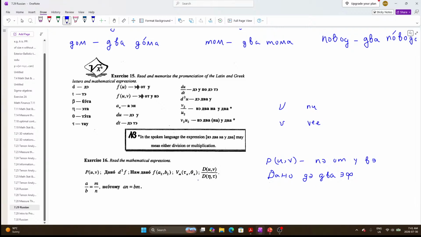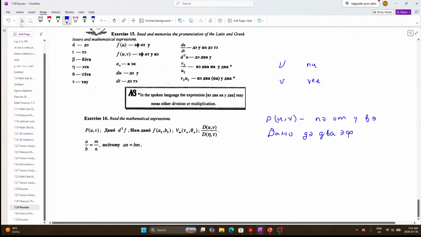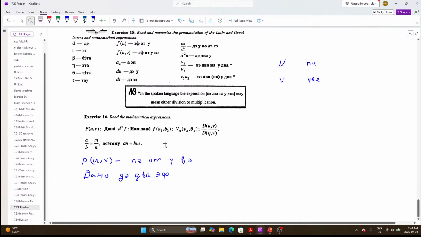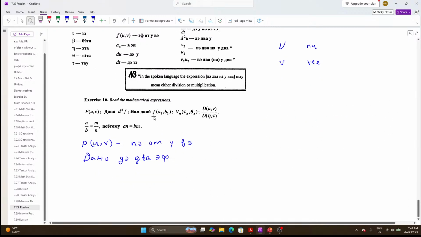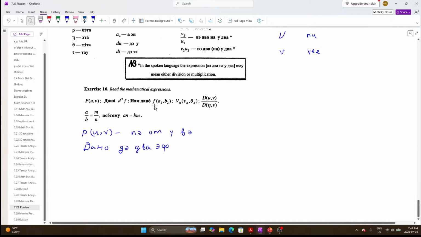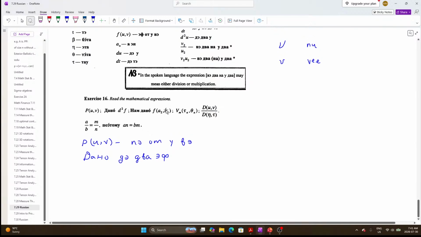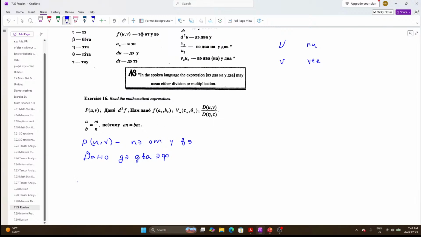Dano D2F is the second exercise. Okay, let's put this down here. Nam dano F at A2, B2. Right, like that. Okay, so I'll try to write it down.